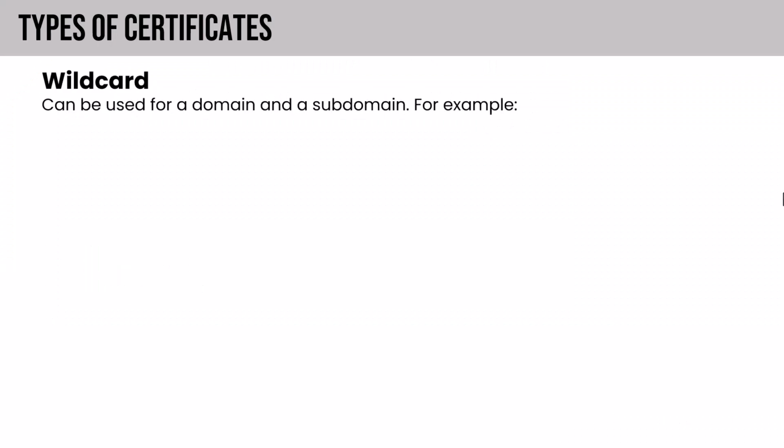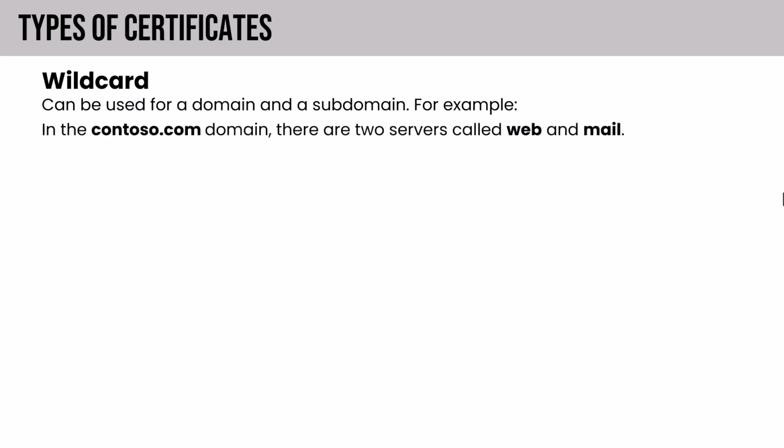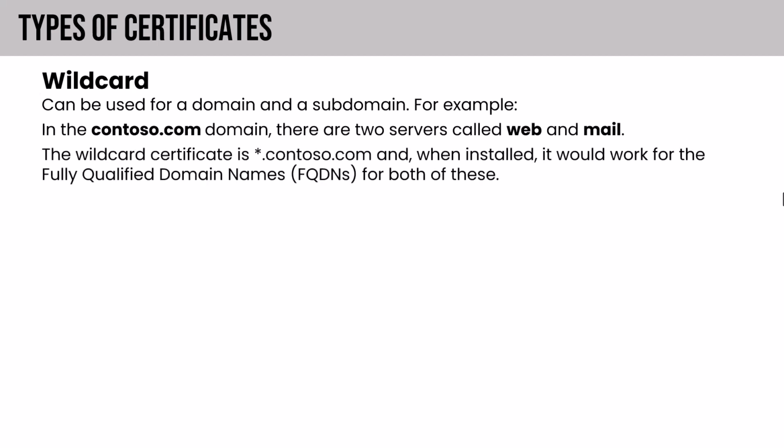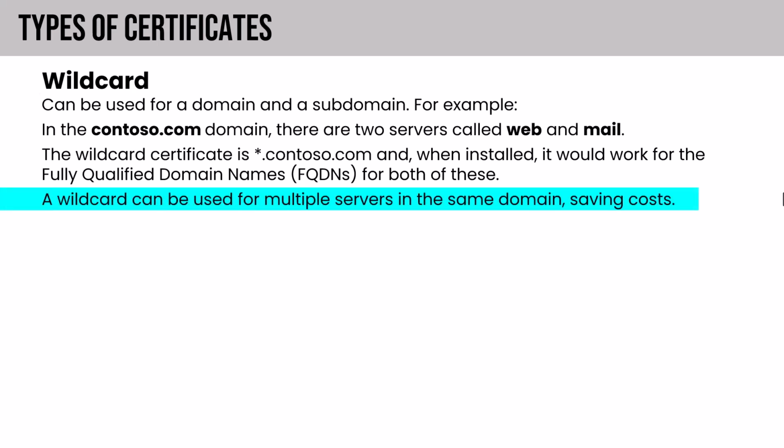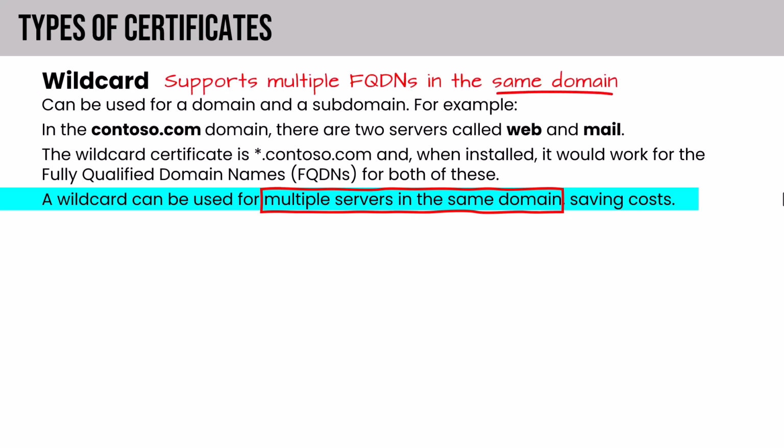Let's talk through a few more certificate types. We have the wildcard certificate that can be used for a domain and a subdomain. So for example, in the Contoso.com domain, we have two servers called Web and Mail. The wildcard certificate is *.contoso.com, and when installed, it would work for the fully qualified domain names of both of these. In short, a wildcard certificate can be used for multiple servers in the same domain, which will save us on costs, particularly if we're buying certificates for external-facing functions. But it supports multiple FQDNs in the same domain.